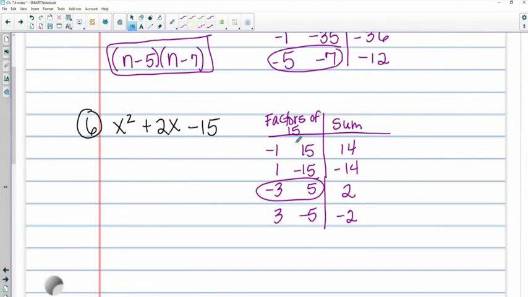Okay. So we're going to use x minus 3 times x plus 5. And this is it. So notice how one's a negative, one is a positive, and we were able to figure it out because the sum of those two gives you the positive 2, which is letter B. Okay, any questions for number 6?